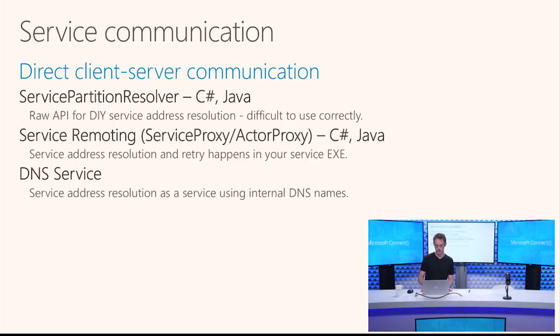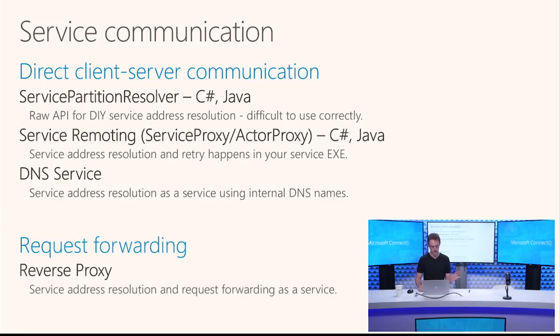And this one's actually real nice. It's very simple to use, and you just use a simple DNS name to connect to your other service. And then the other way that you can do this is with request forwarding, and this is where we have this feature called the reverse proxy. In this case, you just make an HTTP request to this proxy that's already running in the cluster, and the proxy itself does that resolution internally and then just forwards the request along.